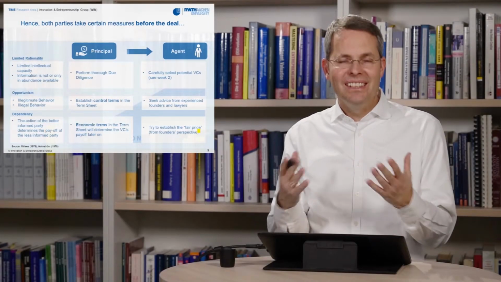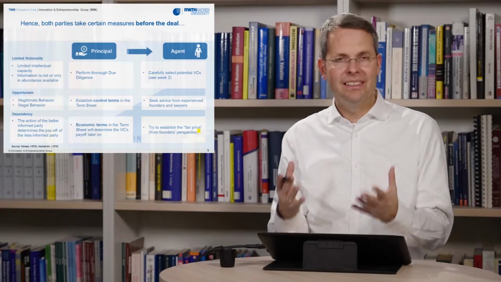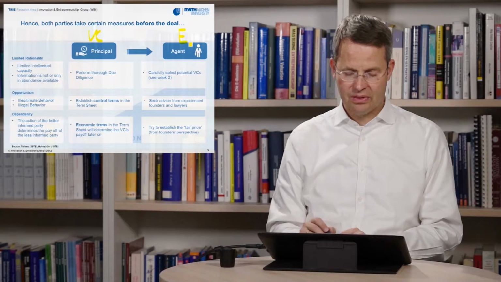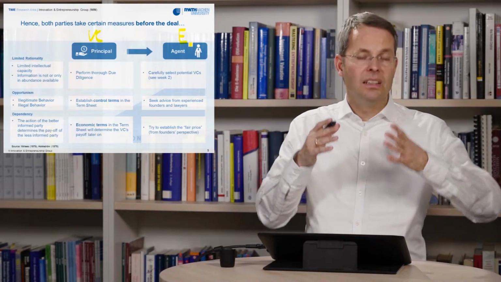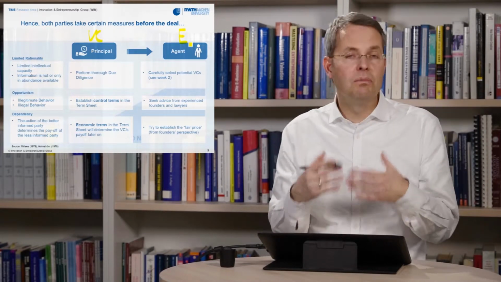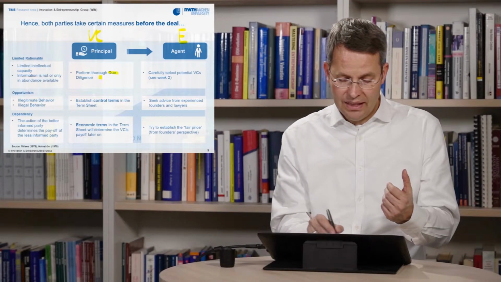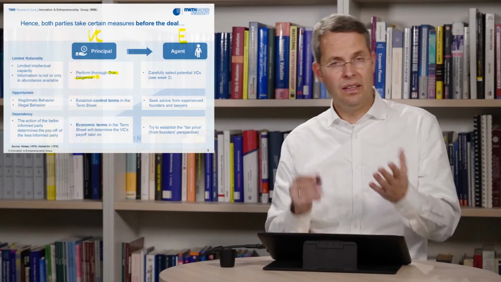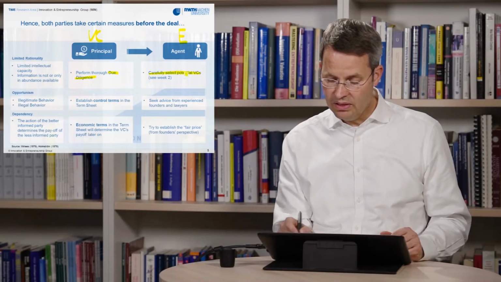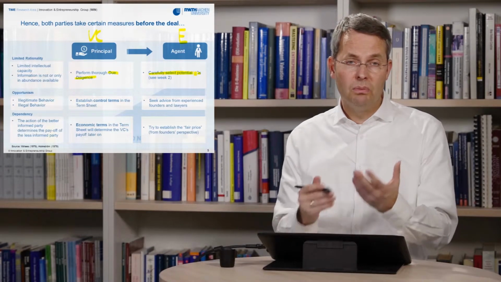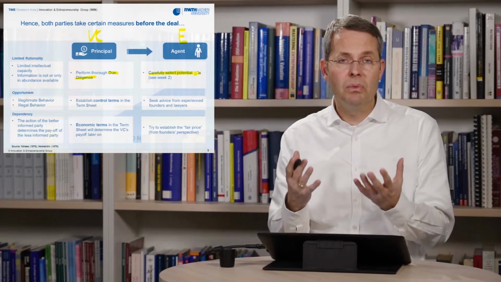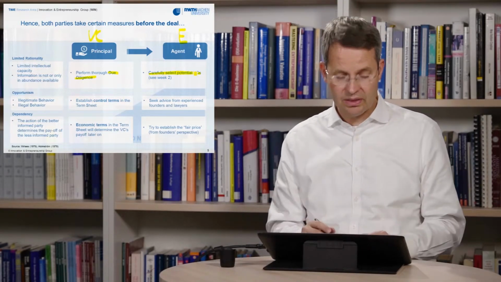Now, how do these two parties, the VCs and the entrepreneurs, deal with this situation in practice? Well, if the VC has limited rationality, he has limited information, he tries to get more information. This is why he does a due diligence. On the other hand, you as an entrepreneur carefully select potential VCs, as we've seen in week 2. So both parties basically do their homework in order to reduce the information asymmetry between them.